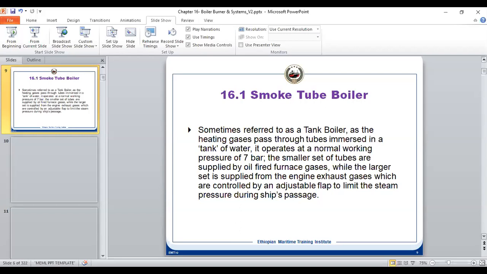Correct. And also the volume of water which is carried in a water tube boiler is less. So the rate of evaporation is also higher.